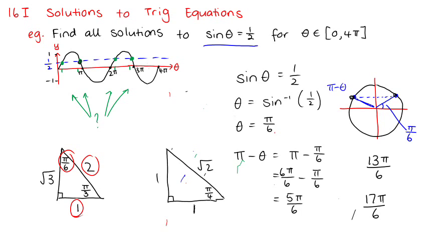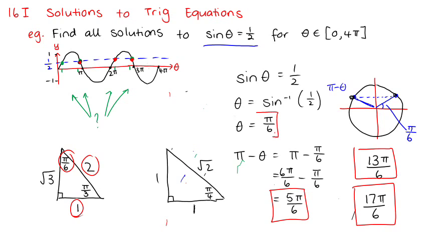So these are all the values of each point. Yeah, so that is 13 pi on 6 is this one. 17 pi on 6 would be this one. 5 pi on 6 would be this one. And pi on 6 would be that one. And those are your 4 solutions.